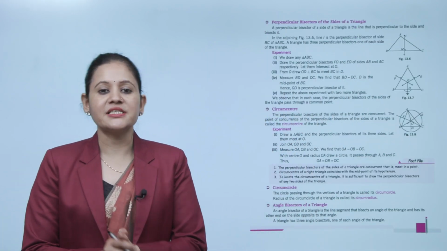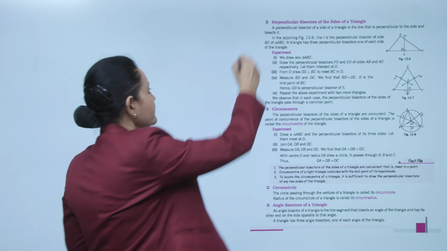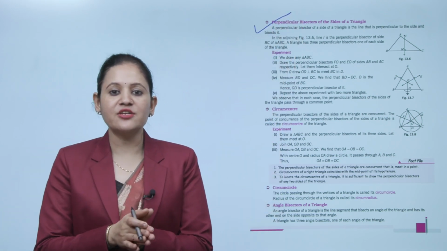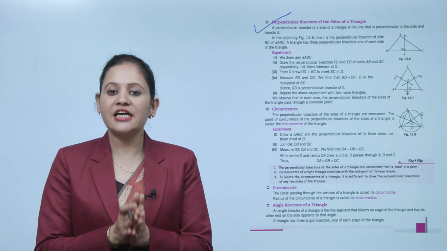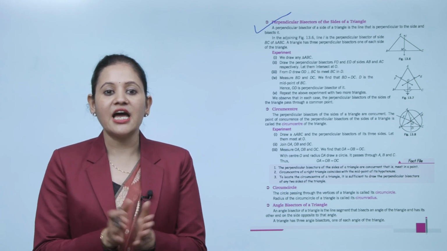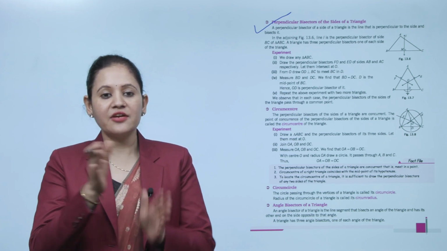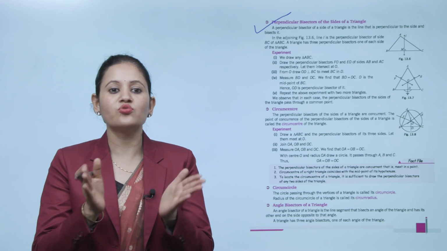Next is perpendicular bisector of the side of a triangle. A perpendicular bisector of the side of a triangle is the line that is perpendicular to the side and bisects it. Means it will make a 90 degree angle and it will bisect the line segment into two equal parts.